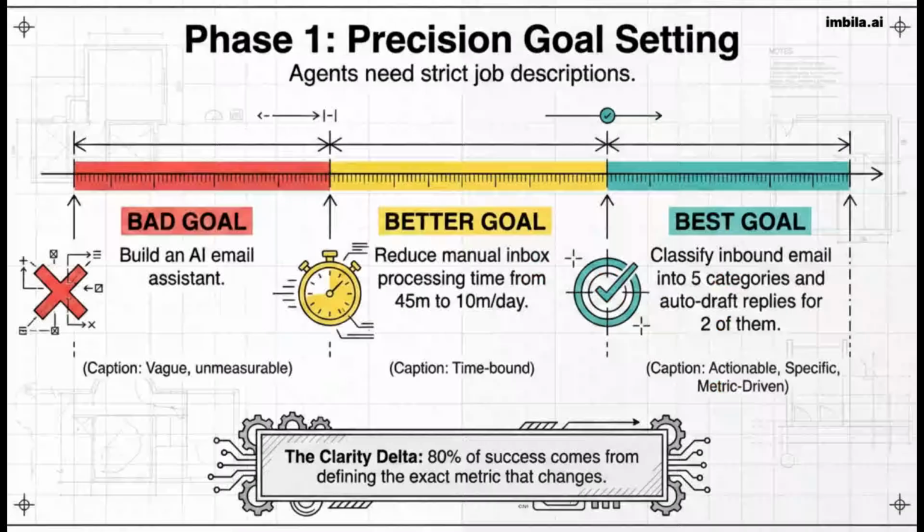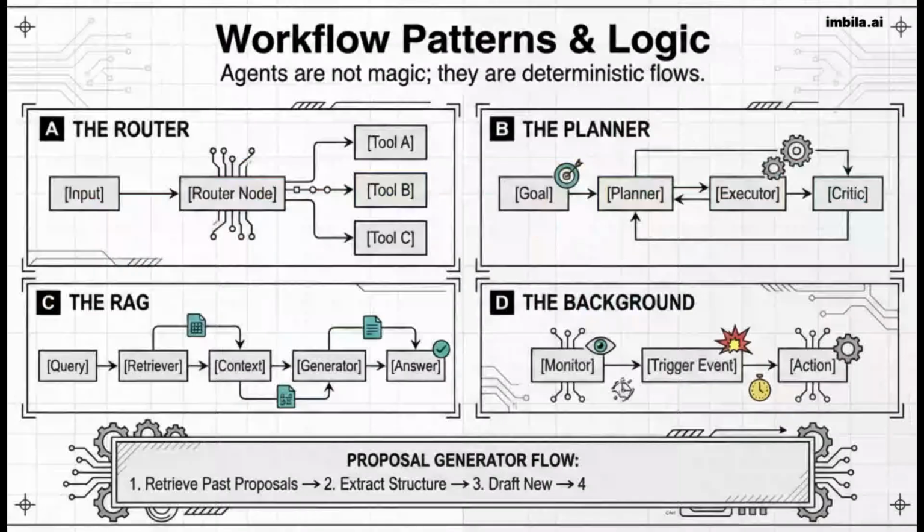A vague goal, like build an email assistant, is a recipe for failure. To succeed, you need a best goal that is actionable and metric-driven, such as classifying inbound emails into specific categories and auto-drafting replies for a subset of them. Once the goal is set, we design the workflow.